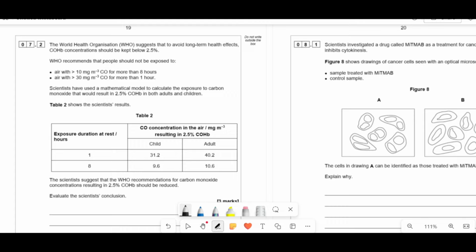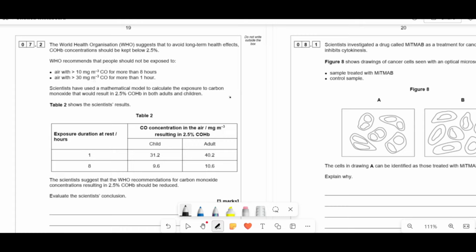So the World Health Organization suggests that to avoid long-term health effects, the COHb concentration should be kept below 2.5%. They recommend that people should not be exposed to air with greater than 10 milligrams per meter cubed CO for more than 8 hours, or air with greater than 30 milligrams per meter cubed CO for more than 1 hour. Scientists have used a mathematical model to calculate the exposure of carbon monoxide that would result in 2.5% COHb in adults and children, and here are their results.